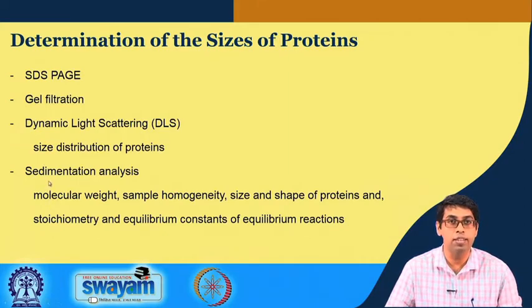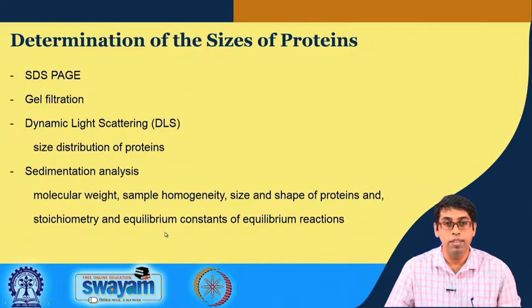Another experiment that is used, but again these experiments are much more difficult to do than SDS page and gel filtration, is sedimentation analysis. It will give you an independent measure of the molecular weight. It will also tell you the sample homogeneity, size and shape of the protein. So, whether your protein is spherical or whether it has a disc like shape or a rod like shape, this kind of information you can get from sedimentation analysis.